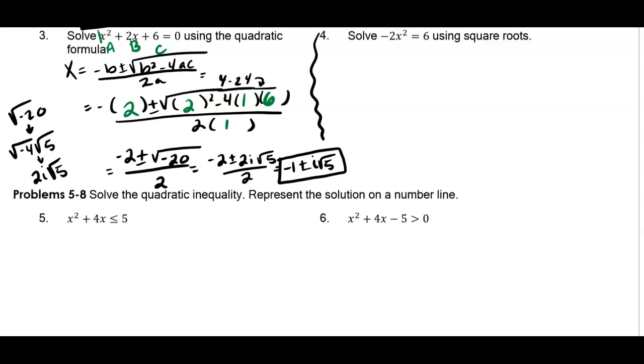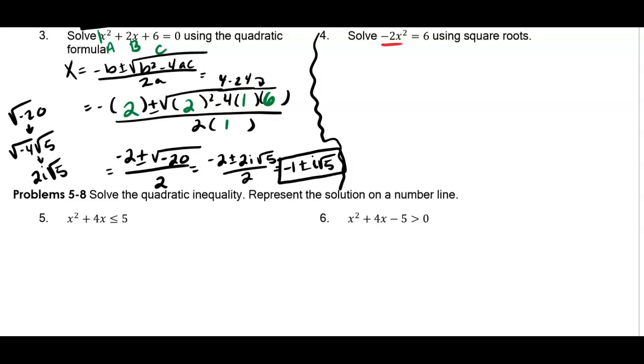So now we're going to go to question 4. For question 4, it asks us to solve using square roots. Now, solve by square root is actually the only time you don't want it to be equal to 0. So since we don't want it to be equal to 0, we can start solving. For solve by square root, you just want to get your x by itself, so at the end you can square root both sides.